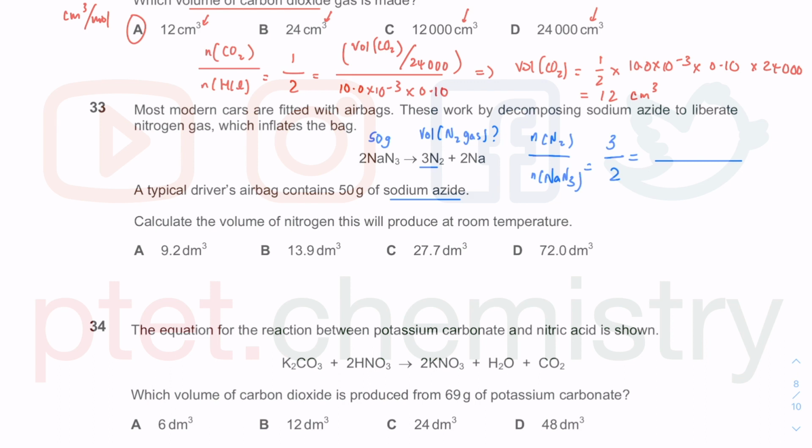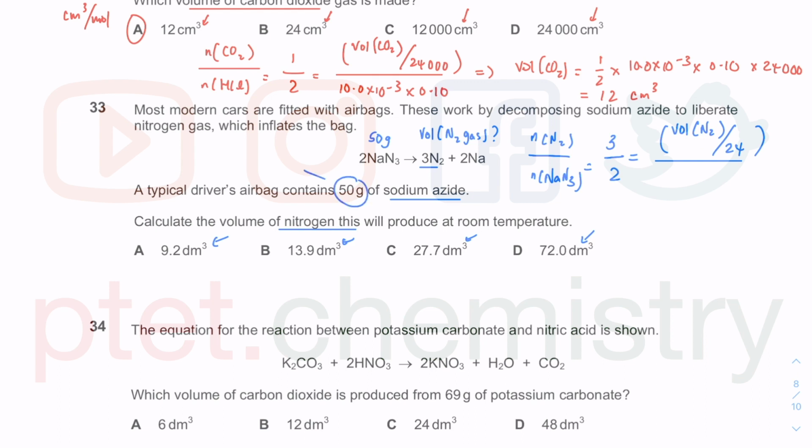So we want the volume of nitrogen gas. They don't tell you it's nitrogen gas, but you know nitrogen is a gas at room temperature and pressure, and therefore we can divide by 24. This is 24 dm cube per mole. I use 24 because each of these volumes is given to us in dm cube, and our job is to find out what is the volume of N2 that will be liberated, that will be produced by reacting 50 grams of sodium azide.